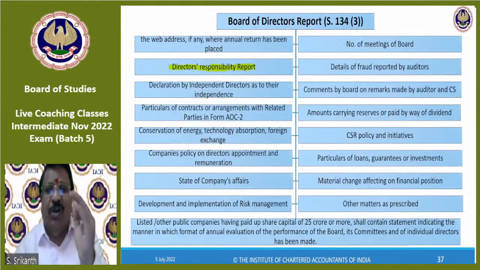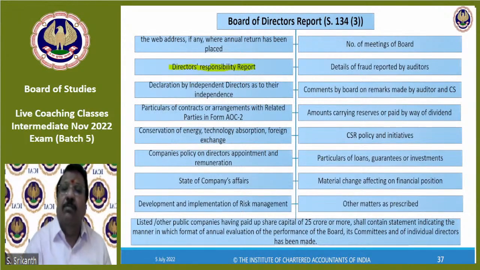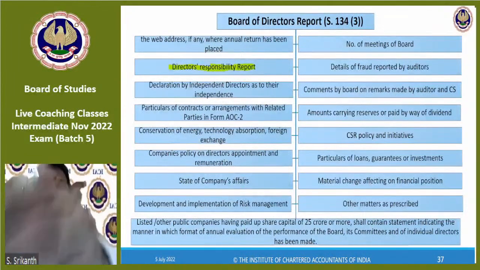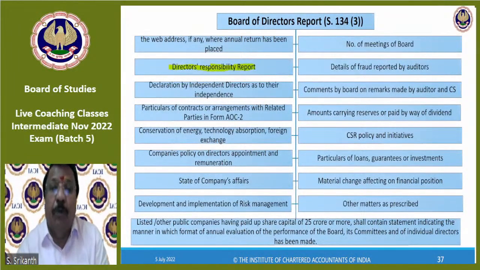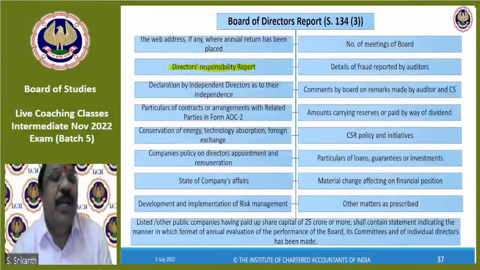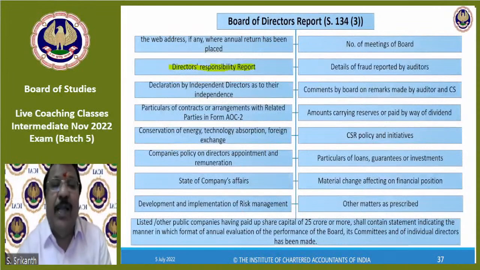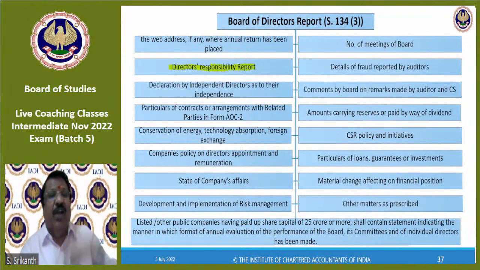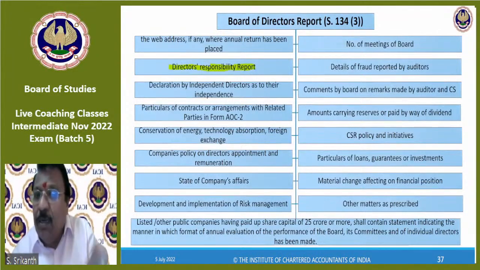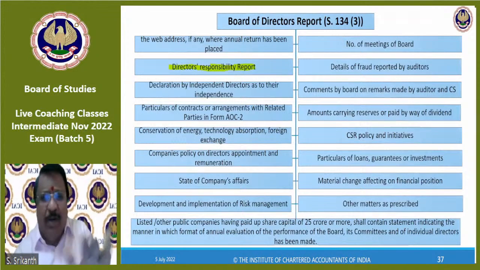Sorry, I know I'm wasting your time talking about audit, but when we discover a fraud and we report it, it is the duty of the directors to report it in the board of directors. There's also a declaration by the independent directors as to their independence. What is an independent director? You will come across it in the final exam, not in this syllabus. Just to help you understand, don't go too deep and waste your time. It's not part of the syllabus.